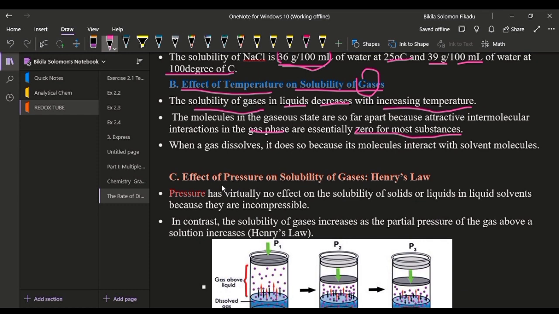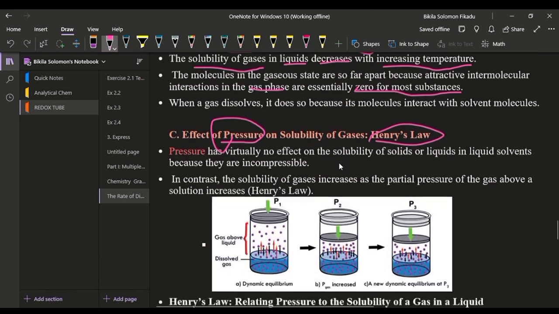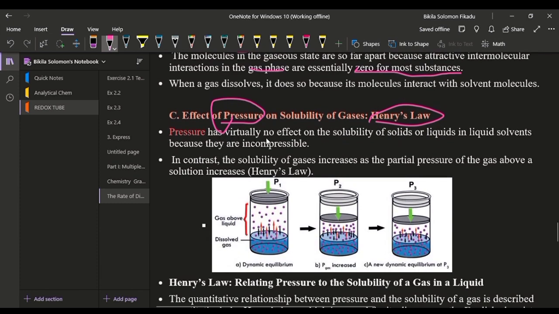Kan pressure jechuudha. Amma effects of pressure in gas, or it is called Henry's law jechuudhaan beekama. So pressure has virtually no effect on the solubility of solids or liquids in liquid solvents because they are incompressible. So pressure in immoo effect tokko iyyuu hin uumu jechuudha. Eessa keessatti? Solidii keessattis liquidii keessattis effect tokko iyyuu hin uumu jechuudha.